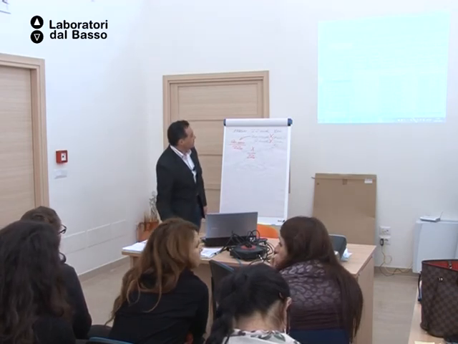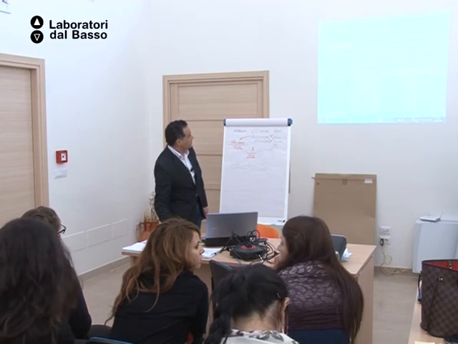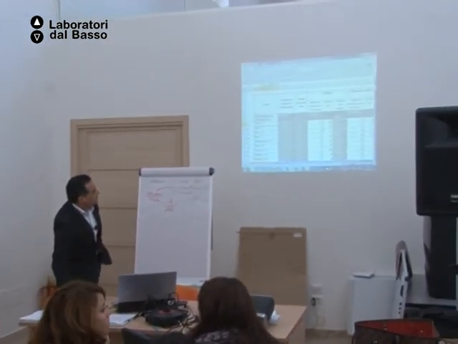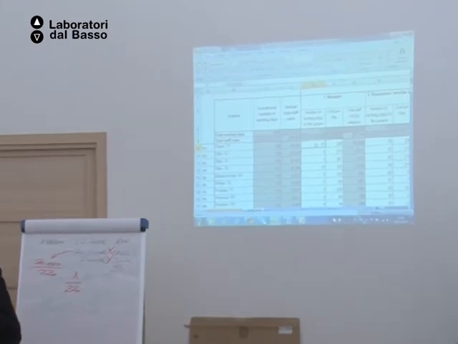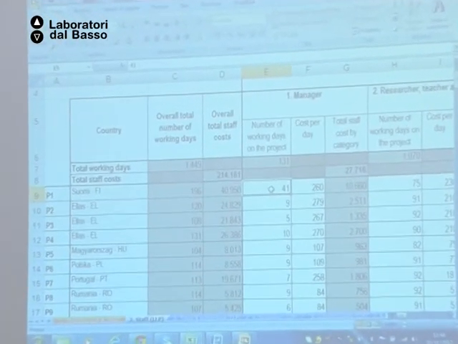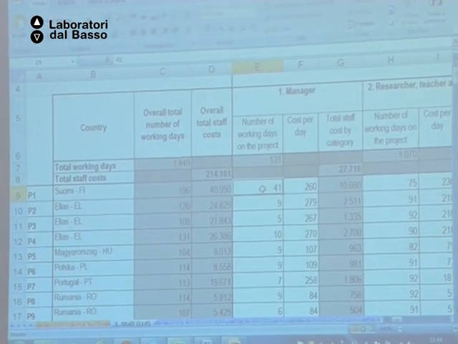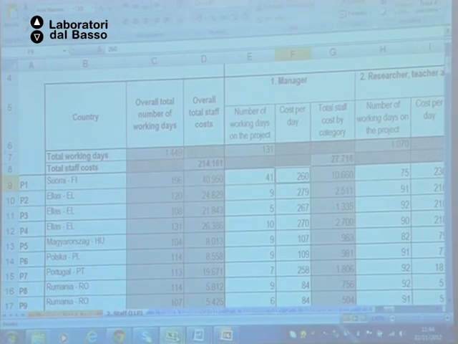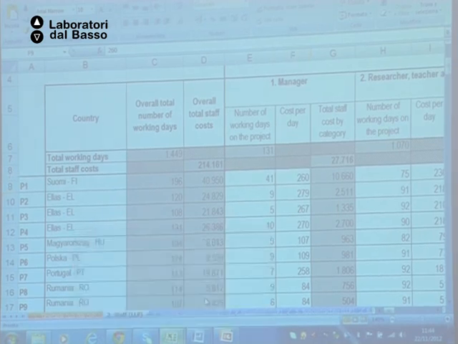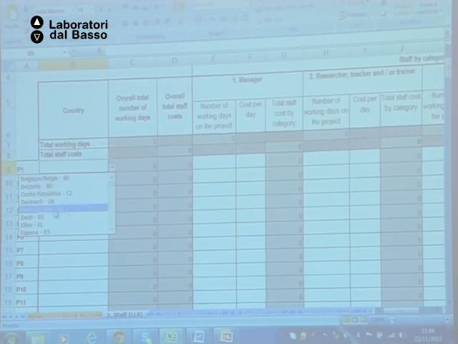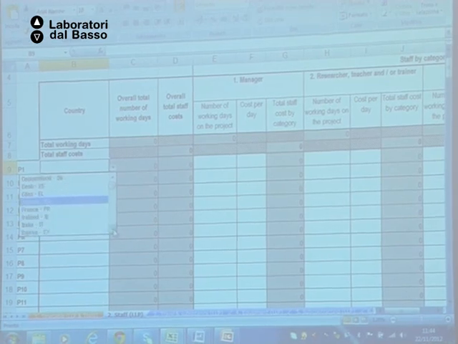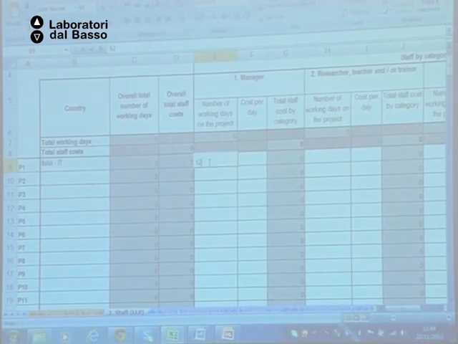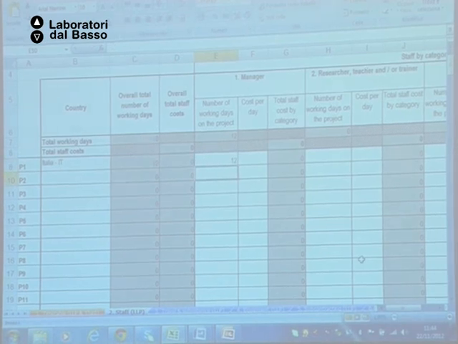So here, in the first column, you select the country. In this case, partner one is from Finland. And you start by filling the number of days of your staff. Okay? You forget about this cost per day. You start with that.